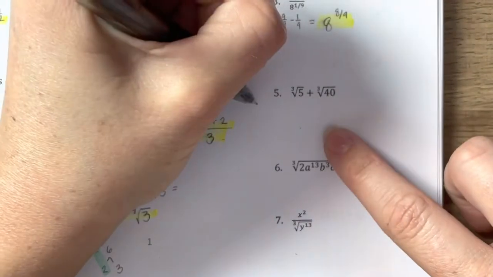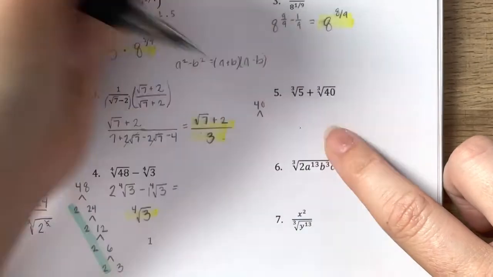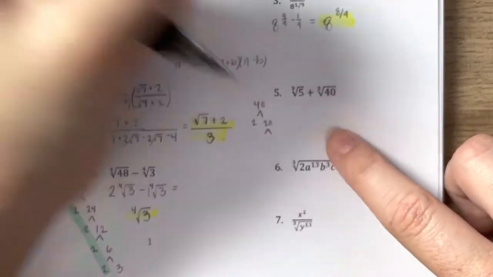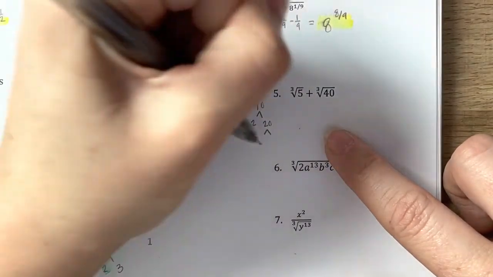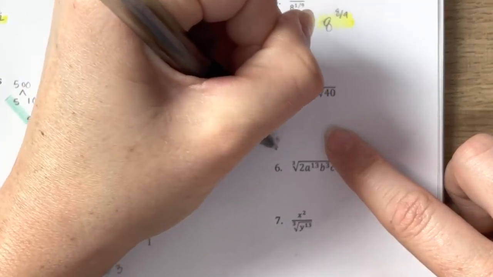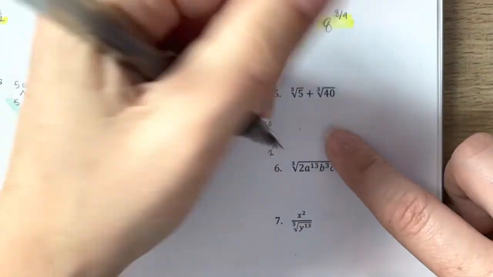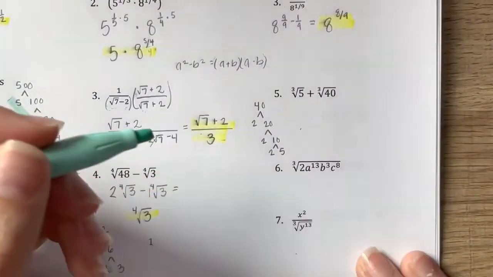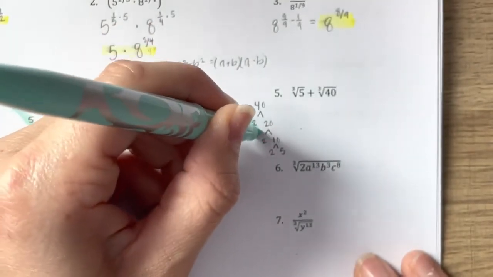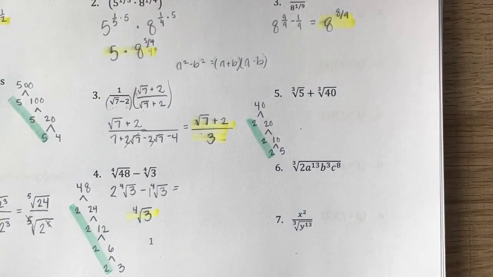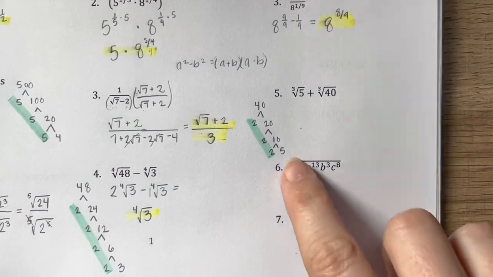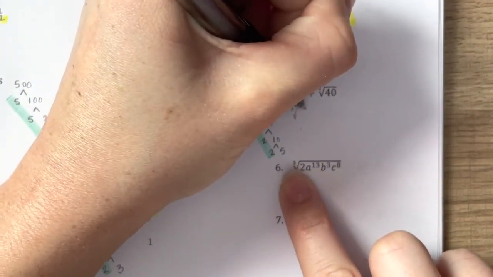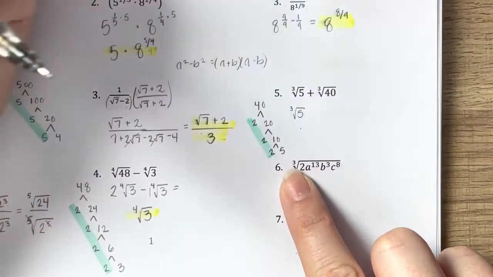So for 40, I know I can divide by 2. It'd be 2 and 20. And then 20 breaks down into 2 and 10. 10 breaks down into 2 and 5. So we're taking the cubed root, so we're looking for 3 of the same number. I have 3 2s, so I can pull the 2 out, and then I'm left with the 5 inside the radical. So it'll be the cubed root of 5, that stays the same.